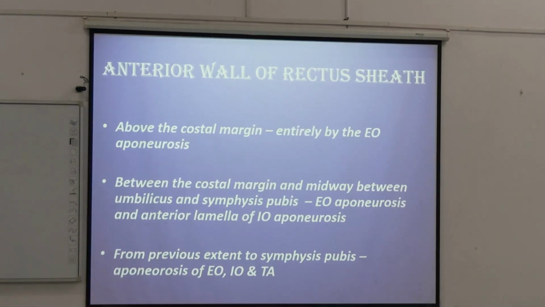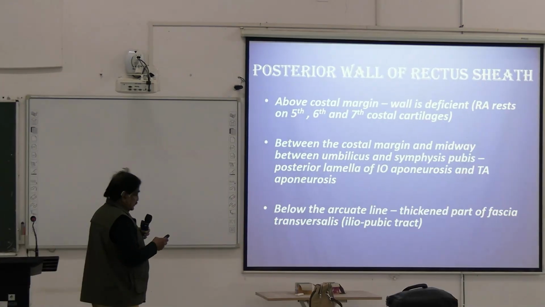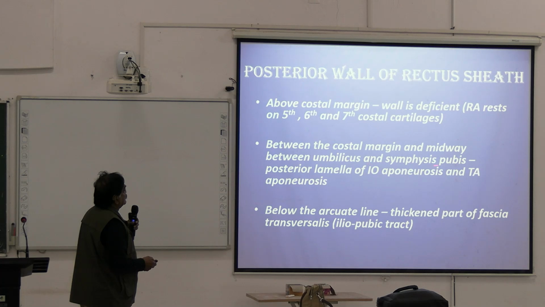Now posterior wall of the rectus sheath: above the costal margin, the wall is deficient. The rectus abdominis rests on the 5th, 6th and 7th costal cartilages. Between the costal margin and midway between the umbilicus and symphysis pubis, the posterior lamella of internal oblique aponeurosis and transverse abdominis aponeurosis. Below the arcuate line, thickened part of fascia transversalis, the iliopubic tract.